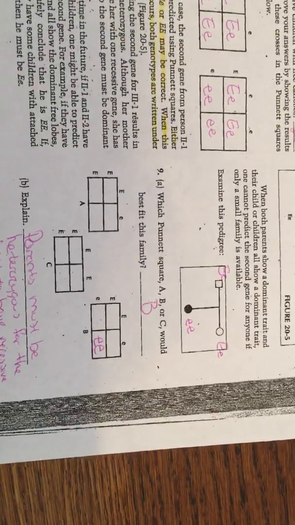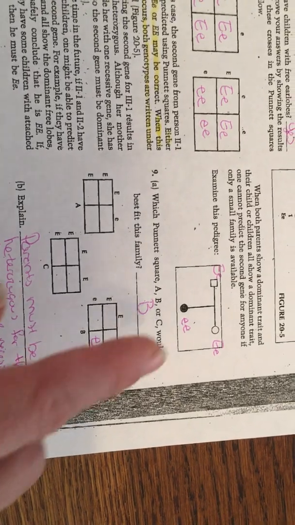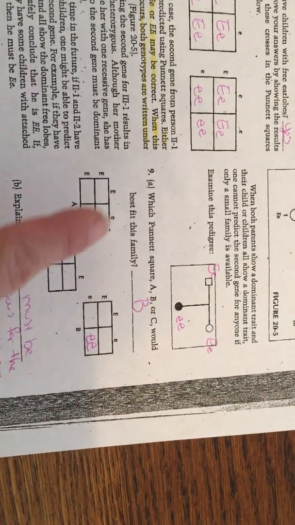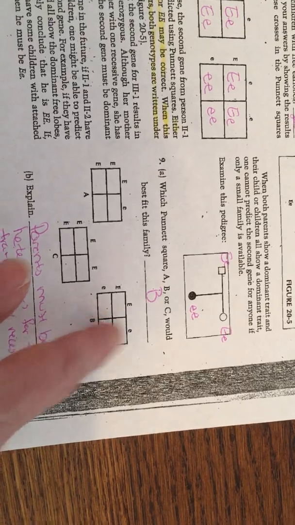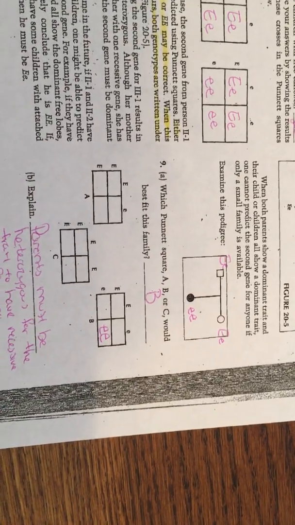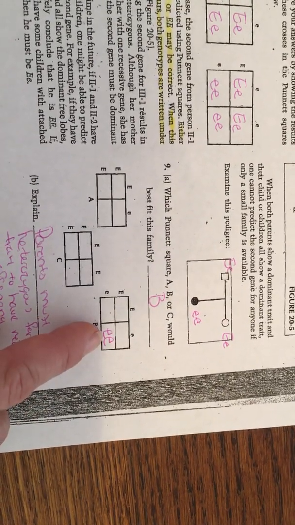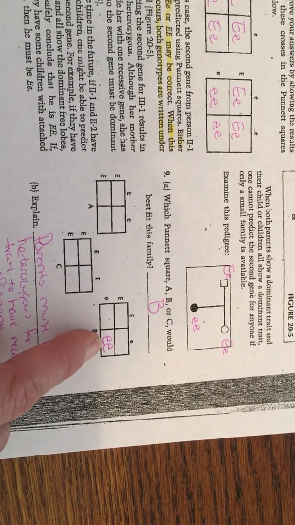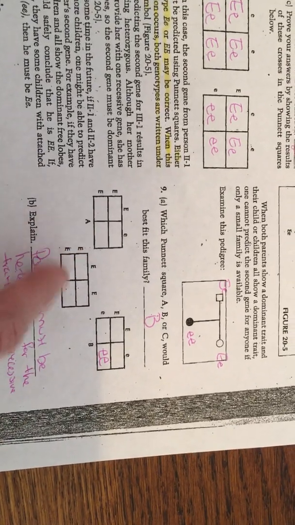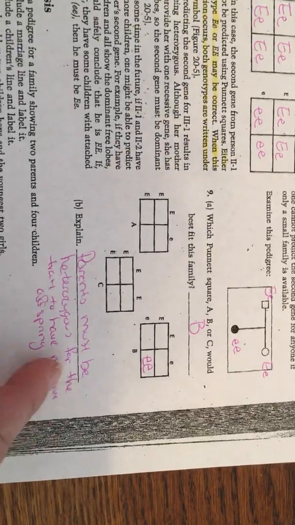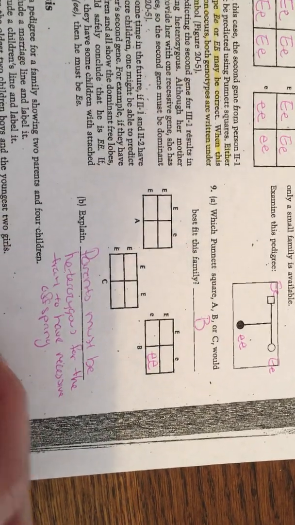Then they give you a scenario where we have a mom and dad that had a recessive offspring, and it asks you to pick which Punnett square could represent that pedigree. And it's B, because B is the only one that gives us recessive offspring. Everyone else would have a dominant allele present. And that's what we put in our explanation.